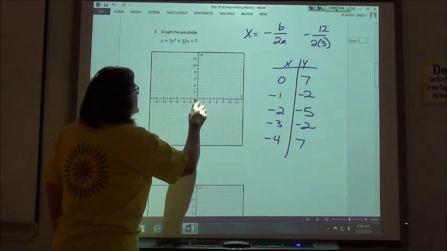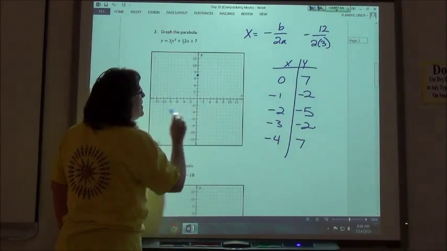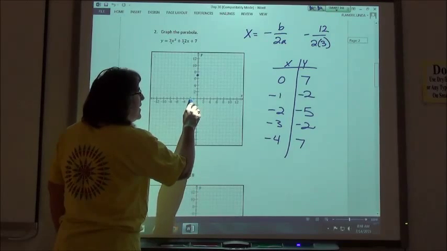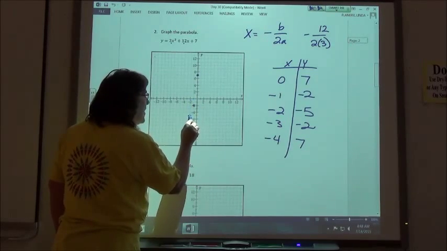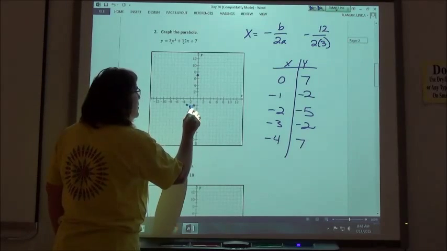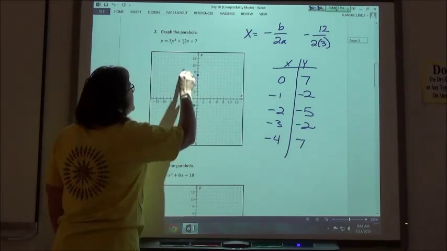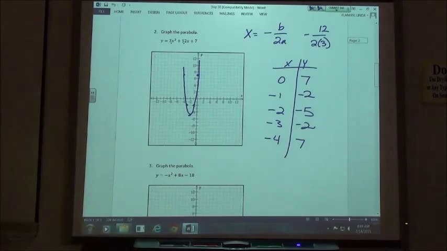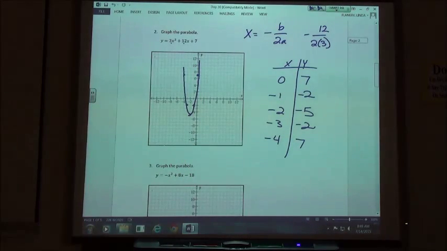So, plotting our points, 0 over up 7, negative 1 is down to negative 2, negative 2 is at negative 5, negative 3 is at negative 2, and at negative 4 we're at positive 7. And if I could hit my dots, I'd have my parabola.